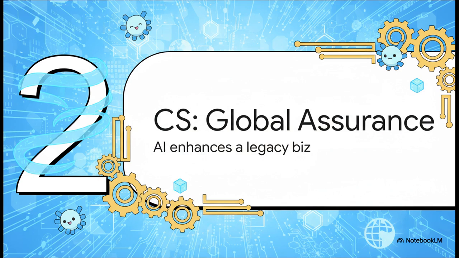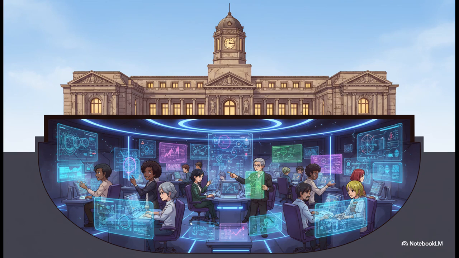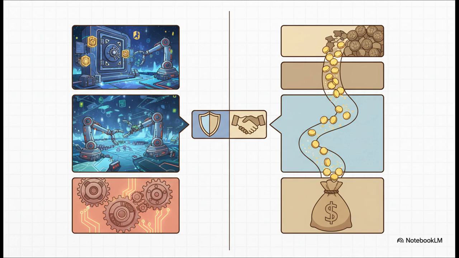Let's make this real with our first example. We're going to look at how this all plays out for a big established company. This is what we call the AI-enhanced model, where the technology is there to serve an already existing business. So think of a company like Global Assurance. Let's be really clear. They are not selling AI to their customers. They're selling insurance policies, the same thing they've been doing for 100 years. For them, AI is simply this incredibly powerful tool that they're using internally to optimize a business model that's already proven and already profitable.